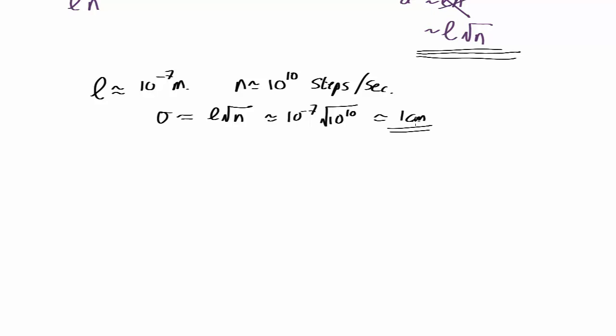How about an hour? Well, an hour is 3,600 seconds, so n is now 3,600 times 10 to the 10. And the new sigma, with the new L, comes out as about 60 centimetres. Now that's not very big. Even after 10 hours, it's probably only gone a metre or two.